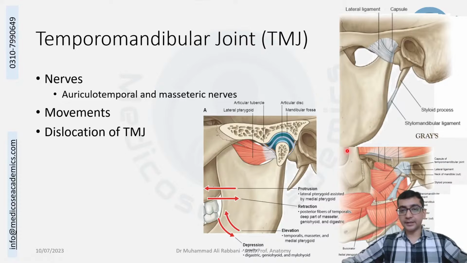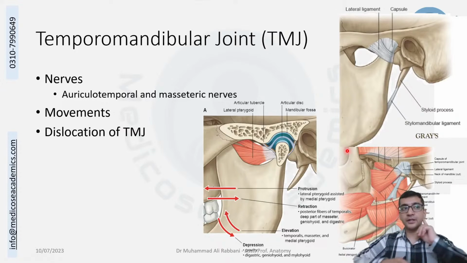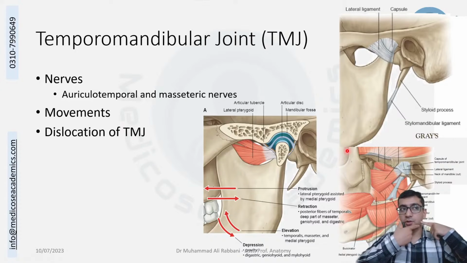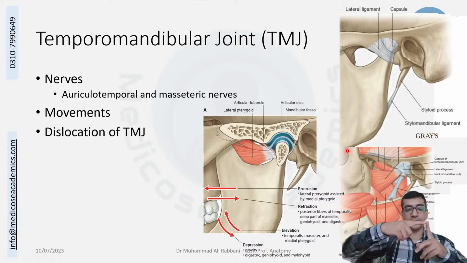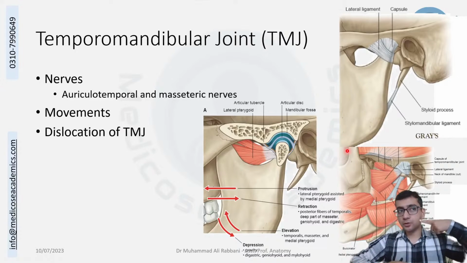These movements are done by the pterygoid muscles, medial pterygoid and lateral pterygoid. When one muscle contracts, if the left-sided lateral pterygoid muscle contracts, it will move the jaw to the right side. They pull the jaw towards themselves, so they pull the jaw inside. The left-sided muscle will contract. They pull the jaw towards themselves, and the jaw will go like this.